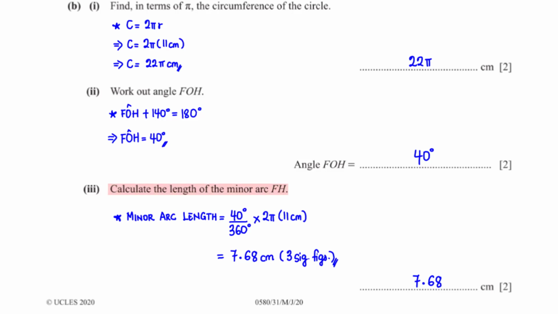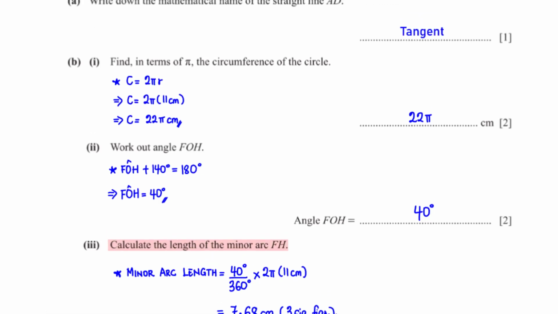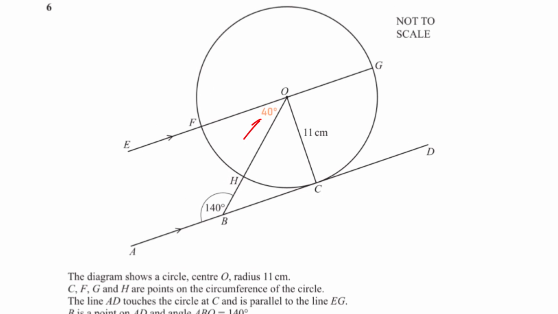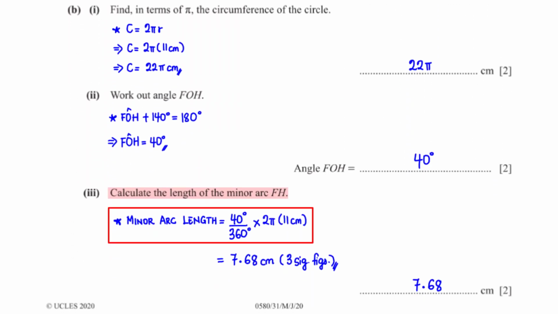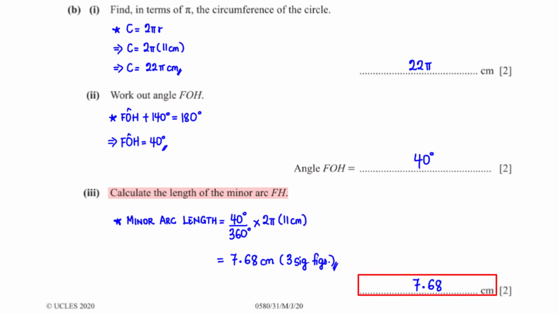Calculate the length of the minor arc FH. For the minor arc FH, theta must be less than 180 degrees. In this case, theta is 40 degrees. So to get the arc length, we apply the arc length formula, which is theta over 360 degrees times 2 pi r, where theta is 40 degrees and the radius r is 11 centimeters. When we type this into the calculator, we get 7.68 centimeters, rounded to 3 significant figures.